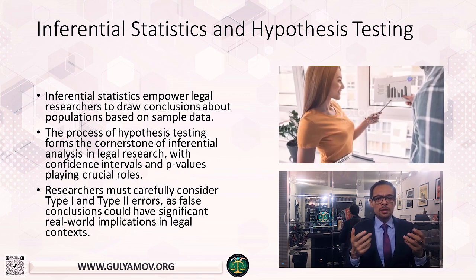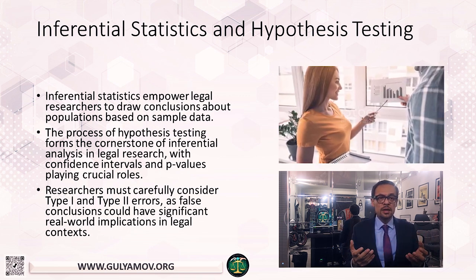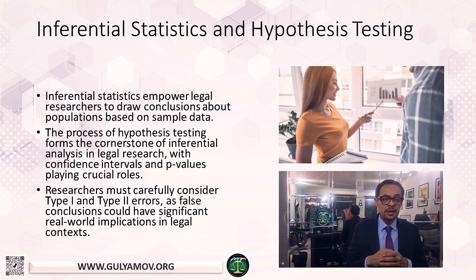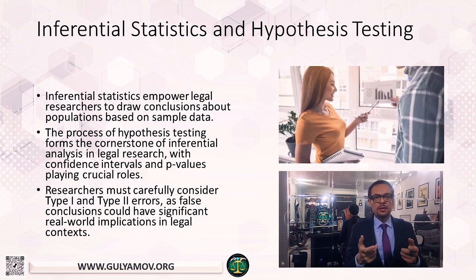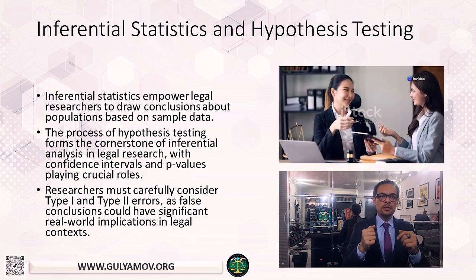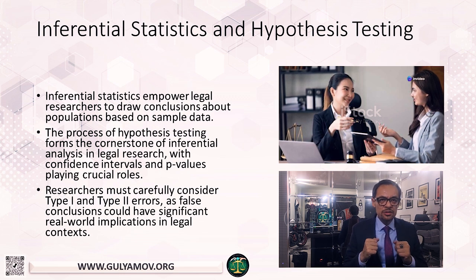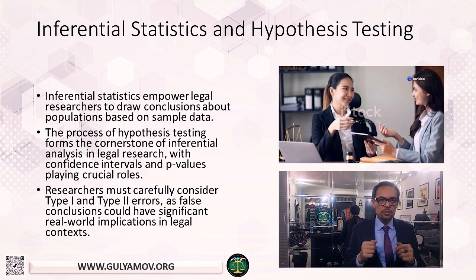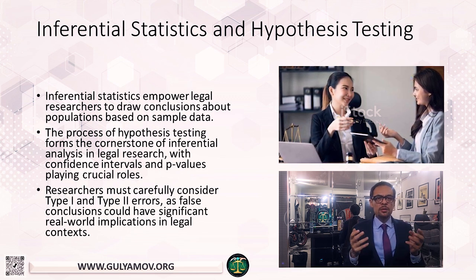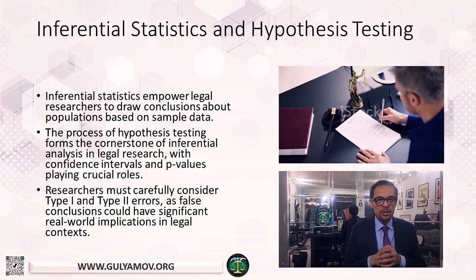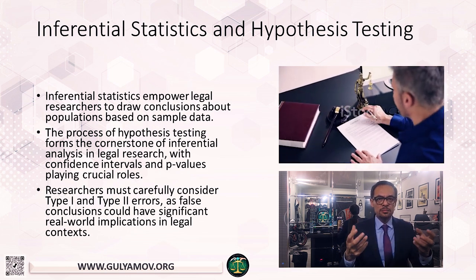The concept of statistical significance, typically expressed through p-values, helps researchers determine whether observed effects are likely due to chance or represent genuine phenomena. However, the interpretation of p-values requires caution, as statistical significance does not always equate to practical or legal significance. Type 1 errors, false positives, and Type 2 errors, false negatives, must be carefully considered in legal contexts, where false conclusions could have significant real-world implications.